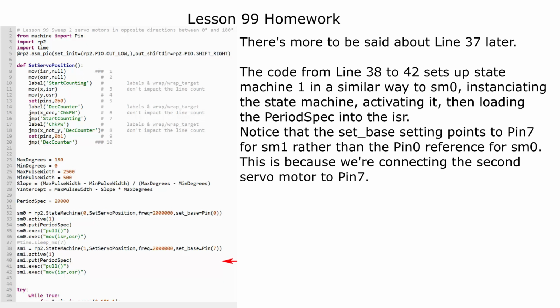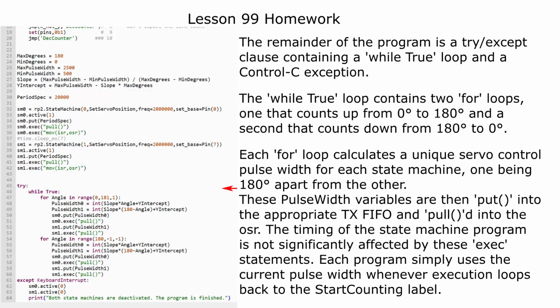Notice that the set base setting points to pin 7 for SM1 rather than the pin 0 reference for SM0. This is because we're connecting the second servo motor to pin 7. The remainder of the program is a try except clause containing a while true loop and a control C exception. The while true loop contains two for loops, one that counts up from 0 degrees to 180 degrees and a second that counts down from 180 degrees to 0 degrees.